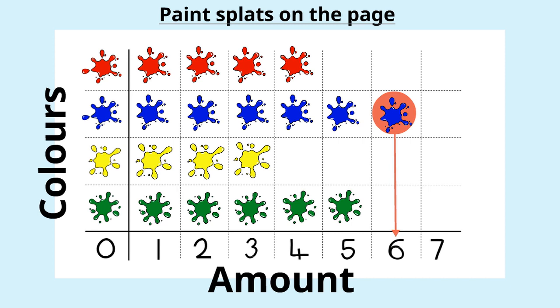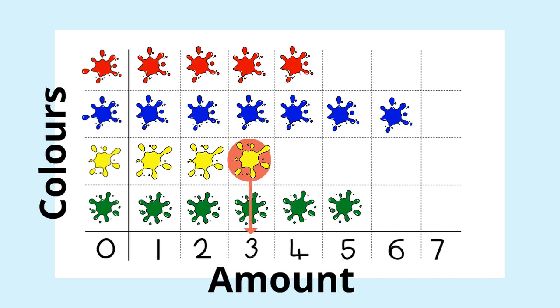Let's try another one. Which colour had the least amount of splats? Pause the video and write down your answer. Well, the answer is yellow with 3 splats.